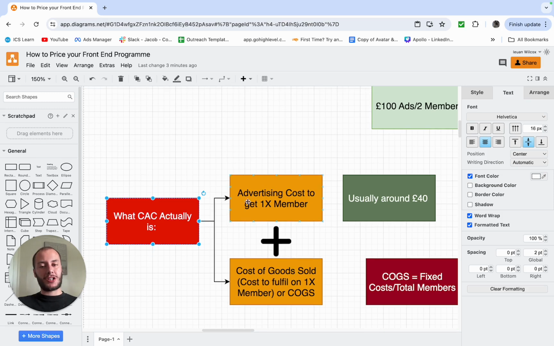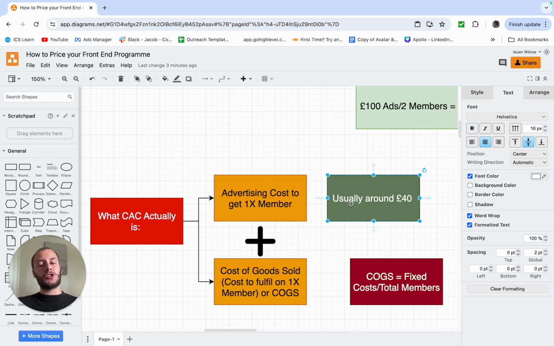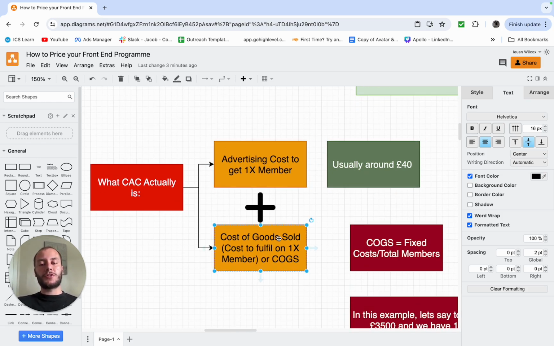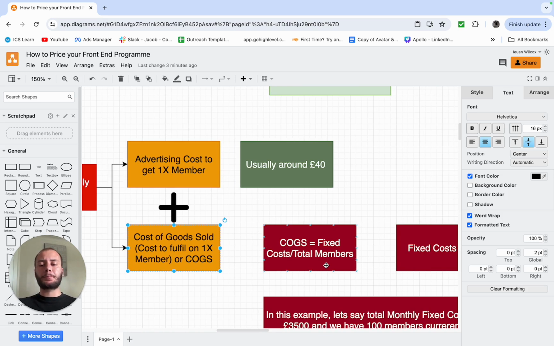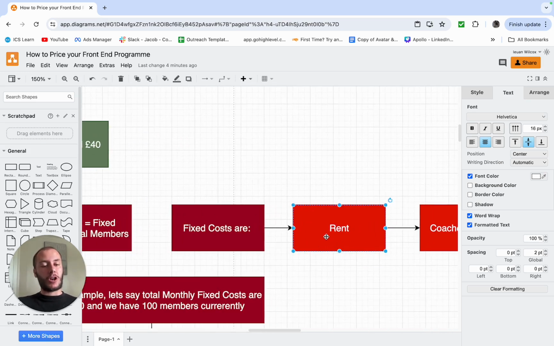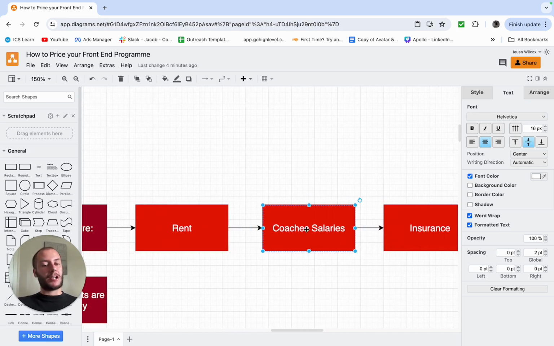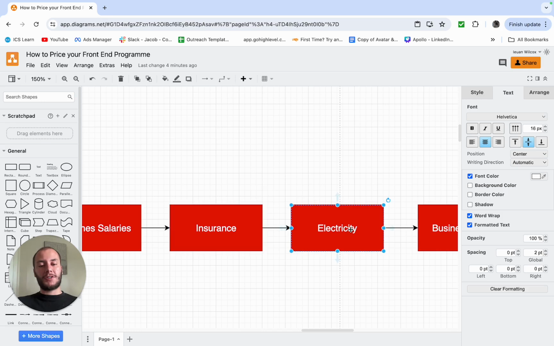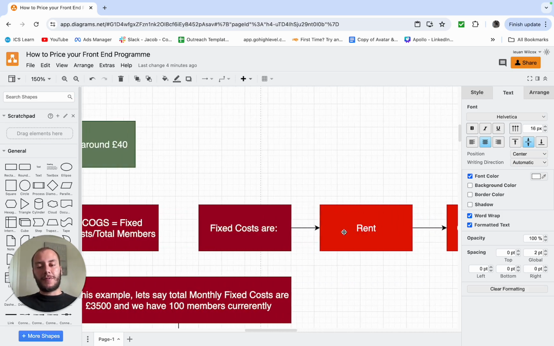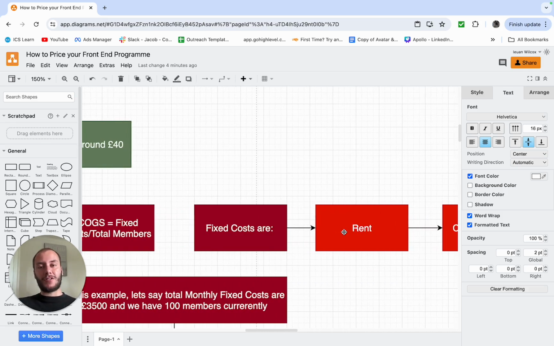What cost per acquisition actually is, is your advertising cost, which is the same, which should be around £40 if you're doing things correctly from an ad perspective, but also the cost of goods sold or the cost to fulfill on one of your members, sometimes abbreviated as COGS. Now, your cost of goods sold is your fixed costs divided by total members. Fixed costs are things like rent, coaches and salaries, if you've got people salaried on your payroll, insurance, electricity, business rates. From an accounting perspective, all of these things are fixed. When I say fixed, it means these are coming out of the bank account every single month, regardless of what happens. They are fixed in position.